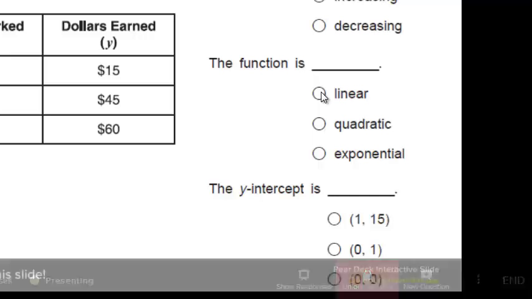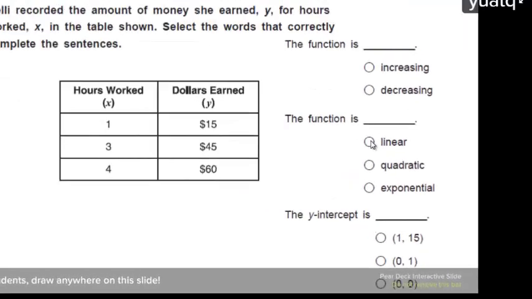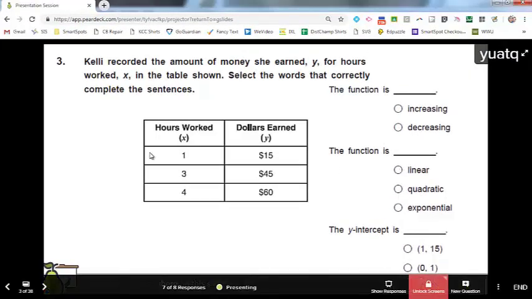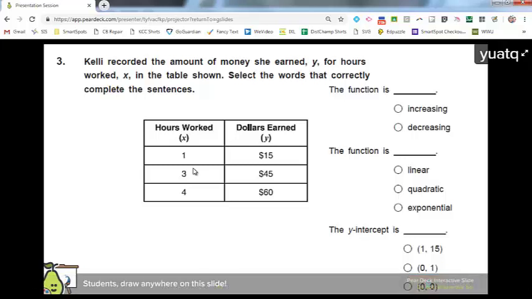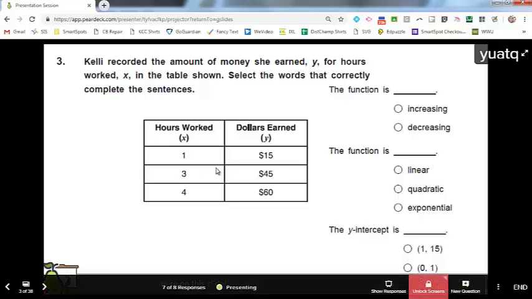Okay, so it's increasing. The reason that it's linear, who can tell me why? I saw a good example. Somebody had written some other extra things on theirs. Right. So if I take X times 15, I have that constant slope, that constant rate of change. That's what makes it linear. 1 times 15 gives me 15. 3 times 15 gives me 45. 4 times 15 gives me 60, right?